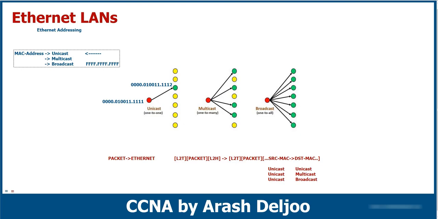You know that a unicast MAC address is unique. A multicast MAC address is not unique. The broadcast MAC address is a special type of MAC address, and we don't have any other MAC address for broadcast. The only broadcast MAC address is quad F, quad F, quad F. Very good.